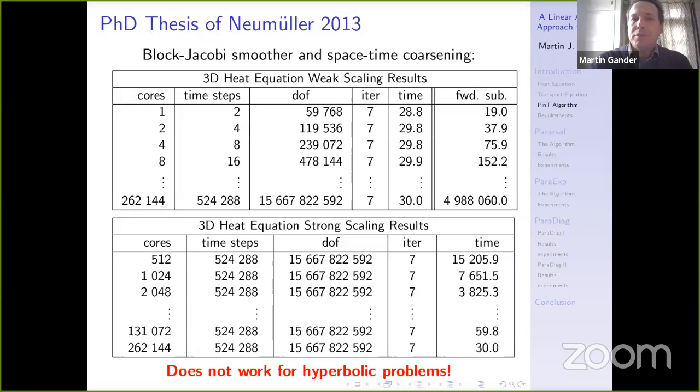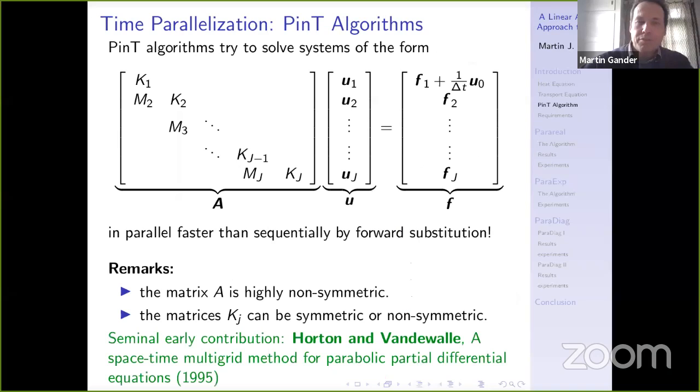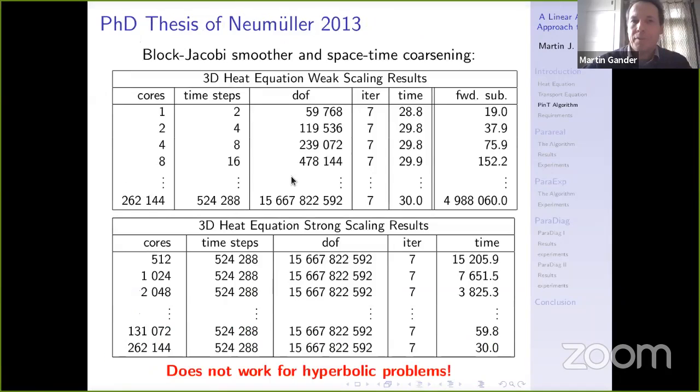So the main difference in the algorithm in the thesis of Martin Neumüller is that he uses a block Jacobi smoother and not a point Jacobi smoother. And the blocks are very naturally given by the system. You see, this is a block system. So the block Jacobi smoother just inverts K1, K2 up to Kj. This is the Jacobi step. It's a block Jacobi method. Otherwise, all components are standard.